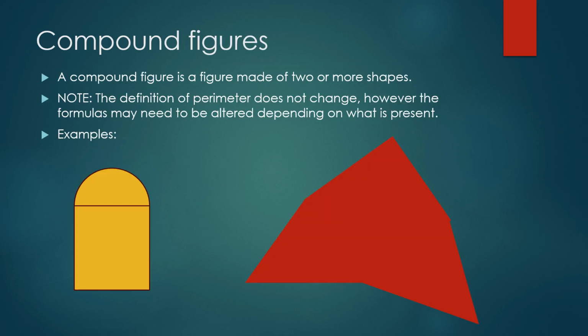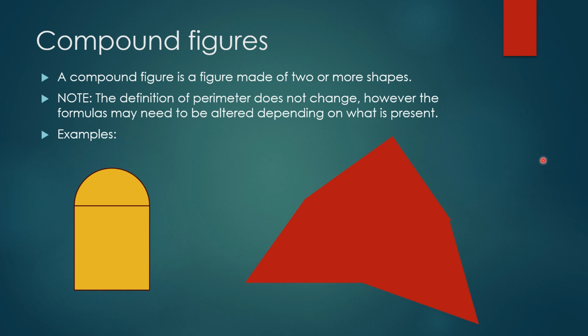Now we're going to talk about compound figures. Compound figures are figures that are made up of 2 or more shapes. We can see over here that we have a rectangle as well as half a circle. In this structure, it might be hard to see, but we actually have a square with 2 triangles attached to it.